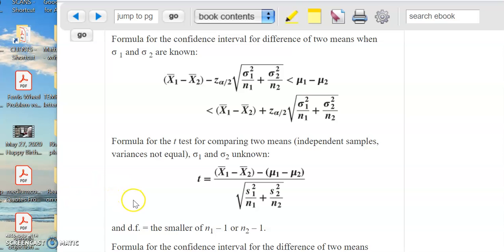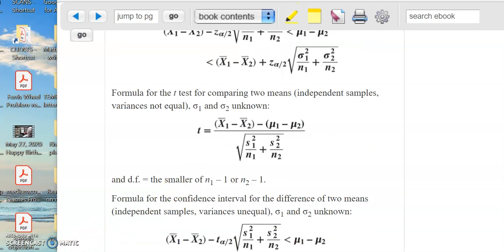What I strongly urge you to do is to make a photocopy of all of the important formulas so you have them at your fingertips. You certainly don't want to be fumbling around through your book trying to find the formulas in a moment of stress. Okay, so let's go back to the summary page.